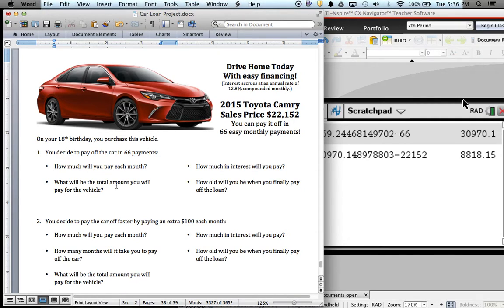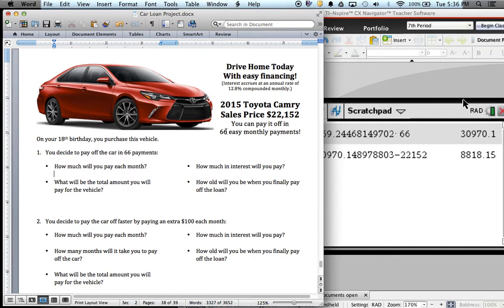When you are writing these answers down, any answer that includes a dollar amount, I want you to include the decimal. So in this case, you would write $8,818.15. Don't just write $8,818, okay? You need to include the change. All right, so any dollar amounts round to the nearest cent. On your age, I want you to round to the nearest half a year.